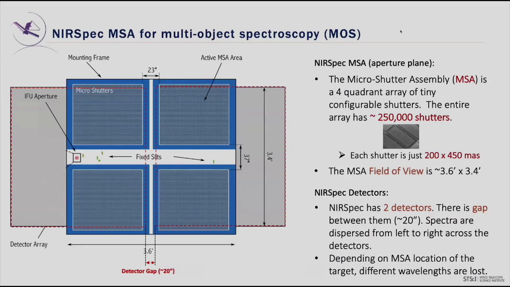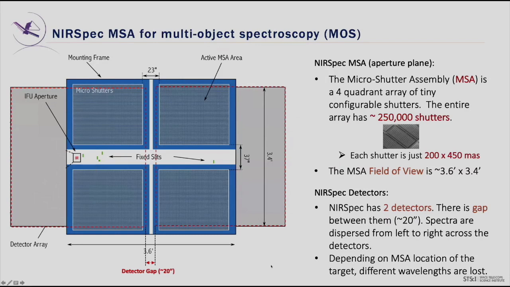Each shutter is only about 200 by 450 milliarcseconds. The entire field of view is about 3.6 by 3.4 arcminutes. The picture to the left shows the 4-quadrant array. It resides on a mounting plate. Also located on the mounting plate are the fixed slits, apertures, and the IFU aperture.